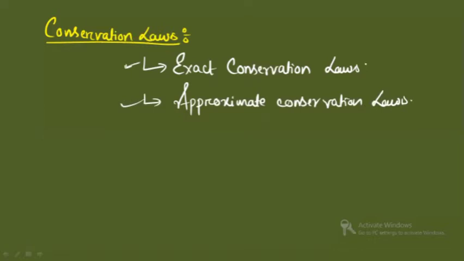So exact conservation laws are those quantities which are conserved in specific interactions. Not conserved in all the types of interactions, right? It means it is conserved only in some specific interactions. So firstly, in this video, we shall discuss the exact conservation laws.